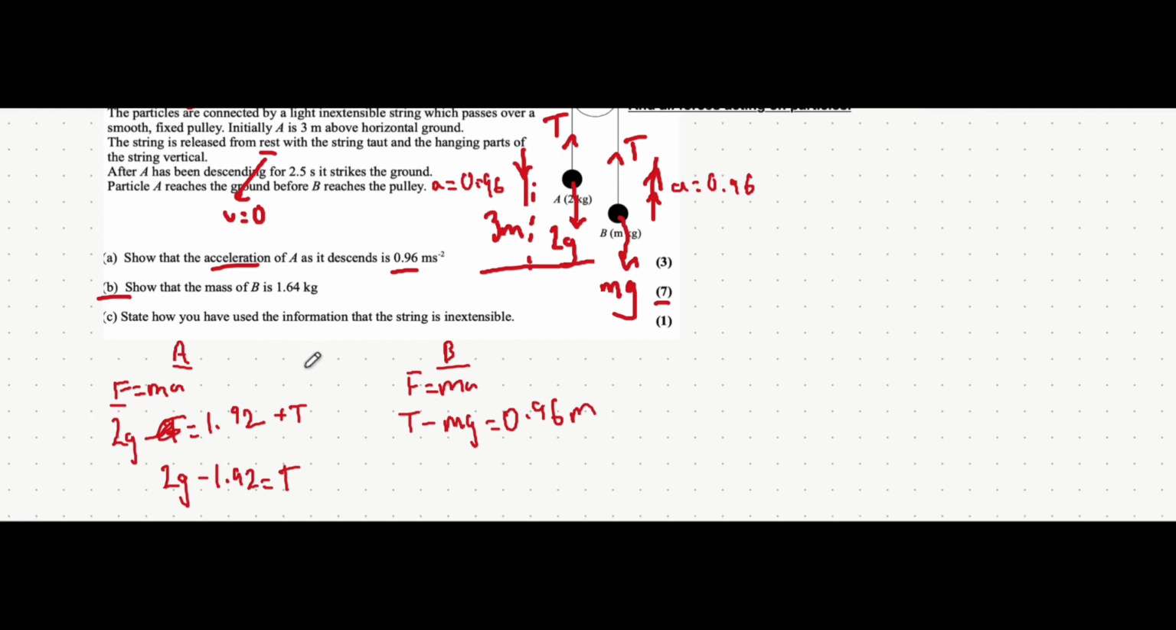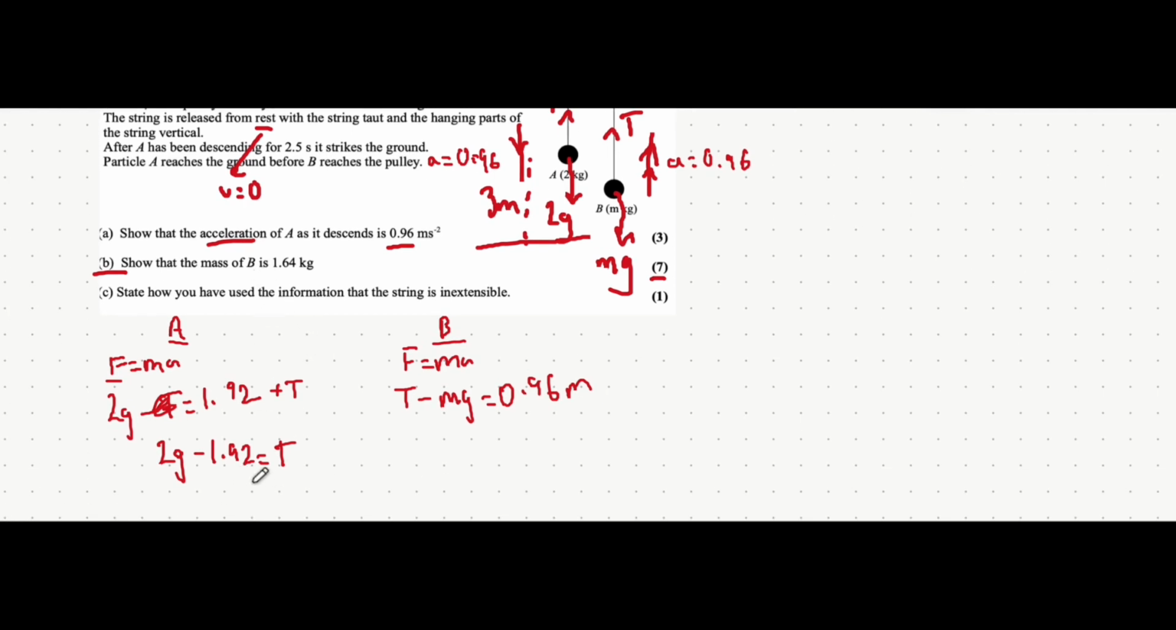We can now go about finding m because we know an equation for T. We can substitute that into particle B. We can say that 2g minus 1.92 minus mg, all I did was replace T with 2g minus 1.92, is all equal to 0.96m.